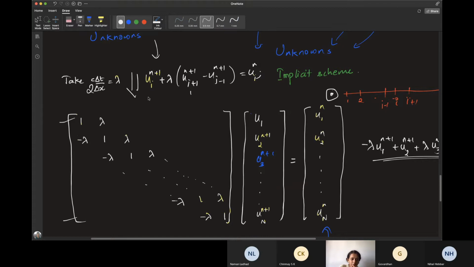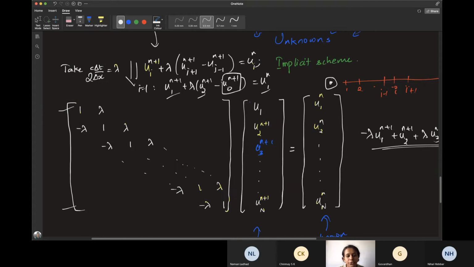Okay, let's just write this expression for u1. Let's just take i equals 1. In that case, you will have u1 n plus 1 plus lambda u2 n plus 1 minus u0 n plus 1 equals u1 n. So you have all these things, but not this one. So what do you do for this is now the question.